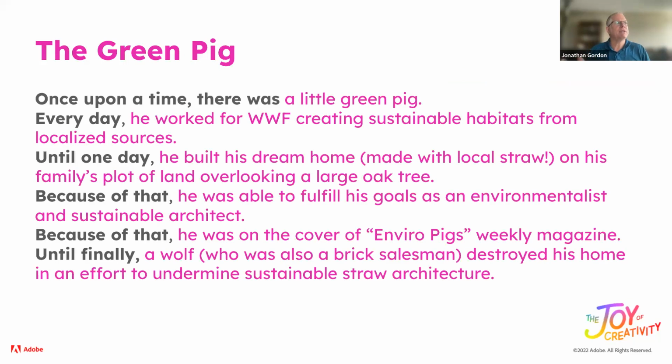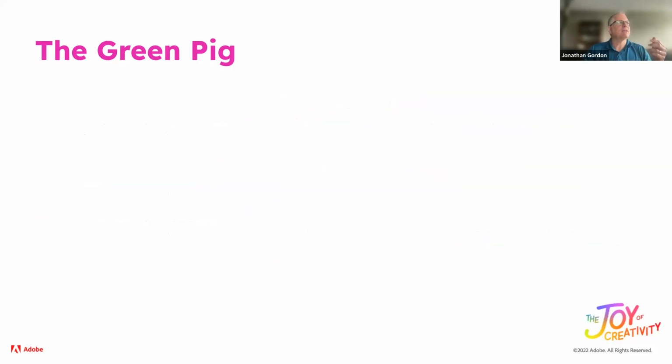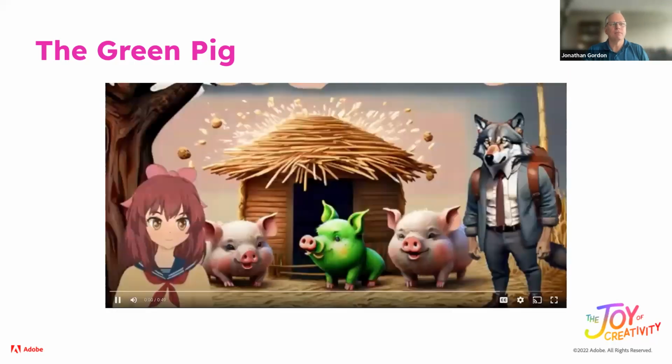Here's an example, the green pig. Once upon a time, there was a little green pig. Every day he worked for WWF, creating sustainable habitats from localized sources. Students can have fun telling a little story. You can use it to tell a story, or you can use what I'm about to show you, where they're just giving a report on their own about what they learned. Here's another example. Here's a video I'm going to show you.